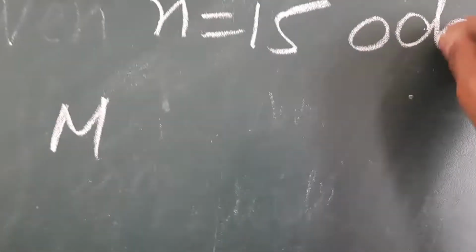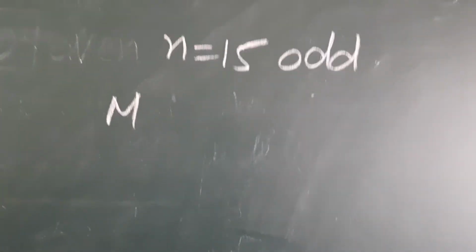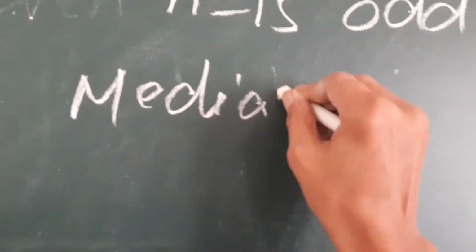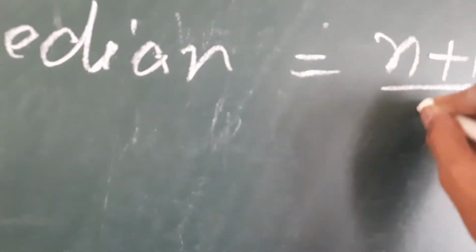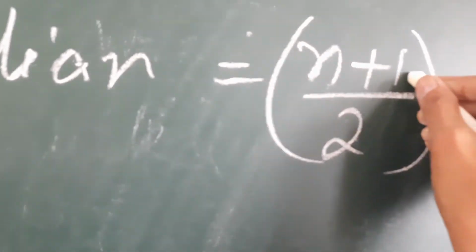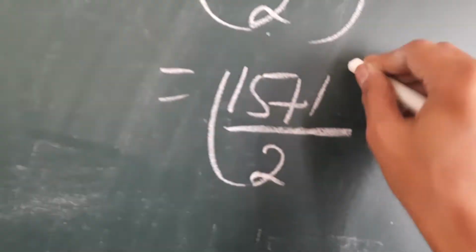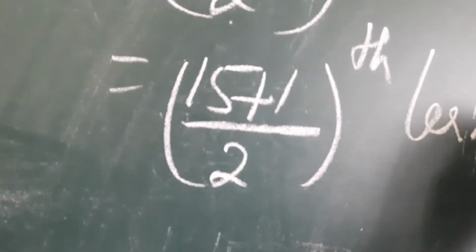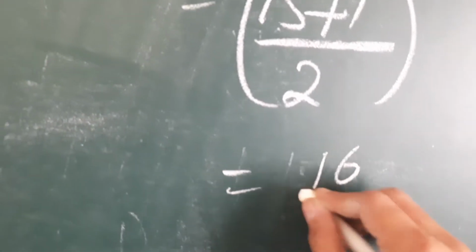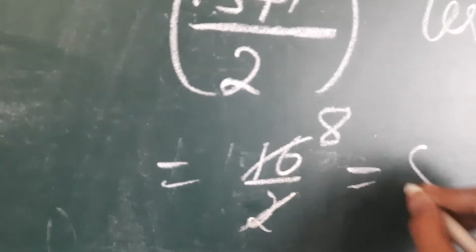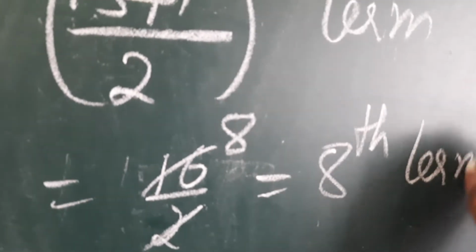Because n is 15, that is an odd number. For this we will apply the formula: median is equal to the (n plus 1) by 2th term. This time first we will add 1 to n, then divide, right? So we'll take 15 plus 1 divided by 2. First we add, then divide. So 15 plus 1 is 16 by 2, that is the 8th term. The 8th term is the median.